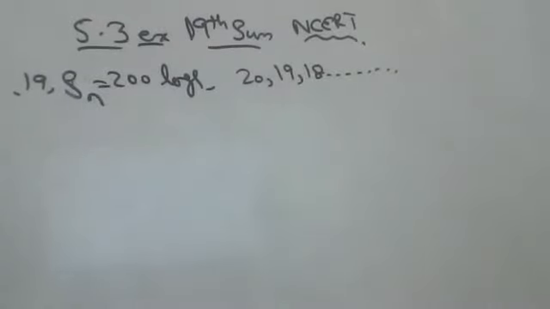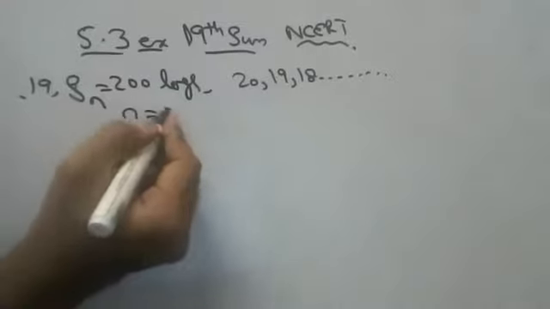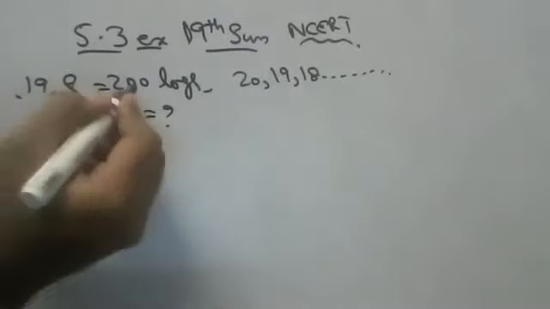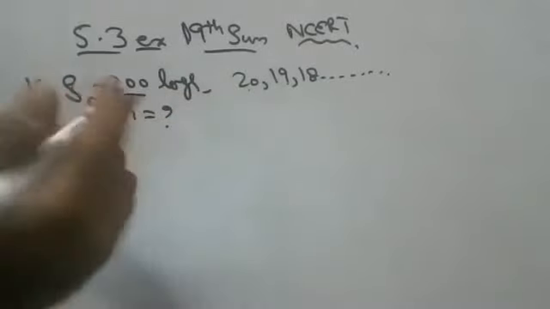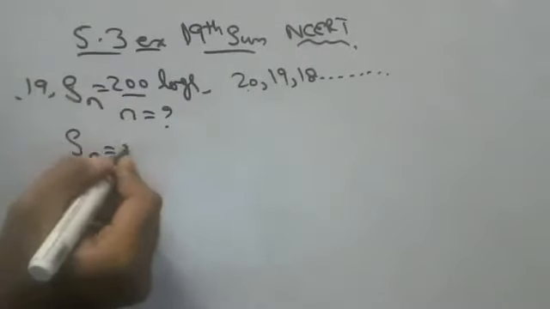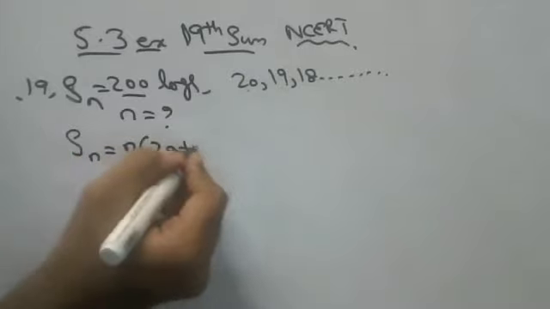In how many rows are the 200 logs kept in this way? What is our formula, children? Sn is equal to n by 2 into 2a plus n minus 1 into b.